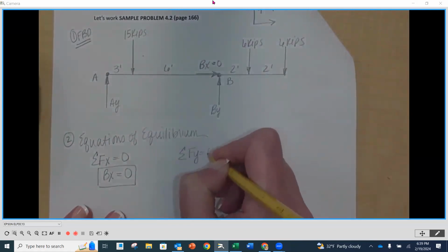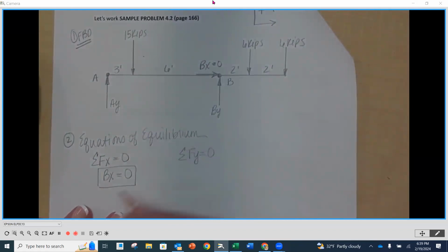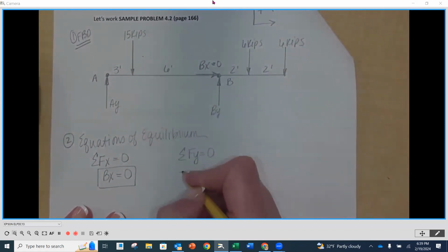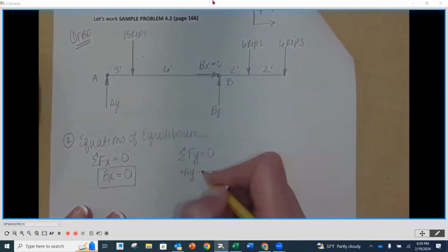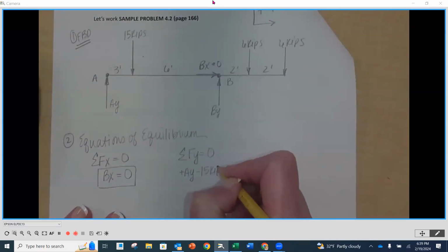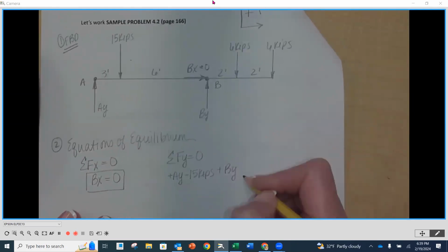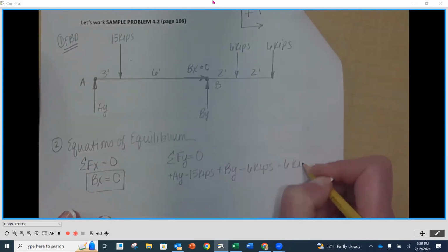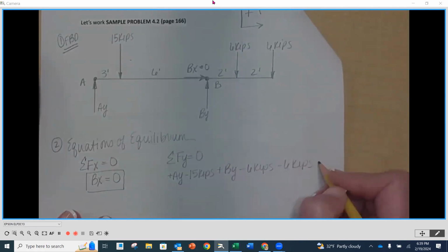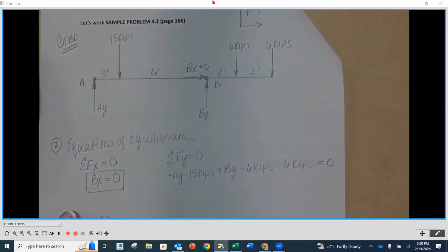Sum the forces in the Y equals 0. And I'm going to start left to right. I've got a positive AY. I've got a minus 15 kips going down. A positive BY. A minus 6 kips. And a minus 6 kips, right? And I'm going to set those equal to 0.